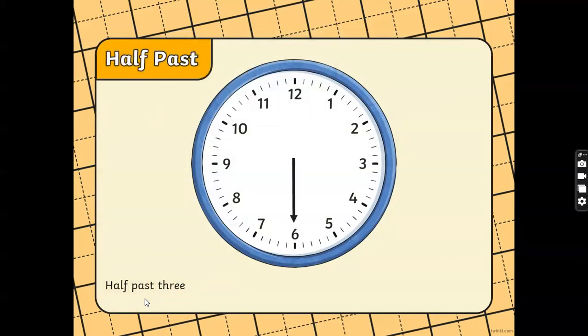And if I have the minutes hand on number 6, that means I have to say half past. Which number is the hour hand pointing to? Number 3. So I say the time is 3:30.